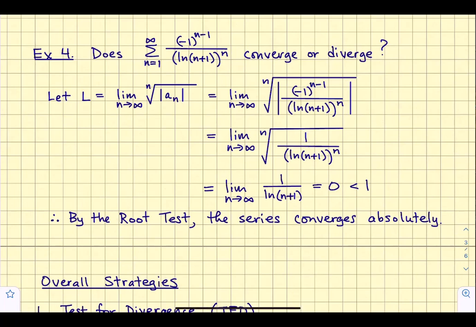And now notice we're taking the nth root of 1 over this stuff to the nth power. Well, that means we can take the nth root of the numerator, which is 1. The nth root of the denominator here is ln of n plus 1. And now this is a limit that we can quickly resolve. The numerator is 1. The denominator is getting larger and larger, so this is going to 0. 0 is less than 1, so by the root test, the series converges absolutely.